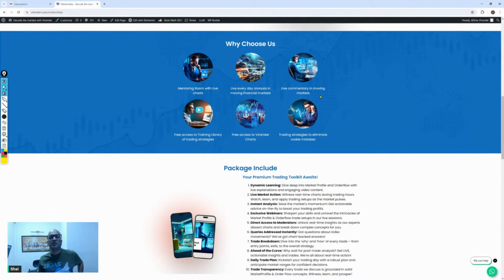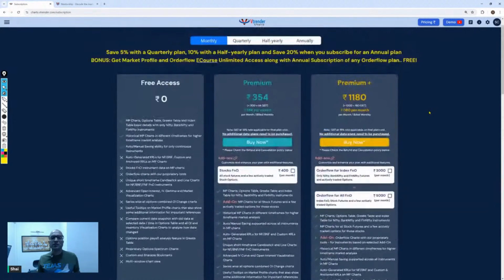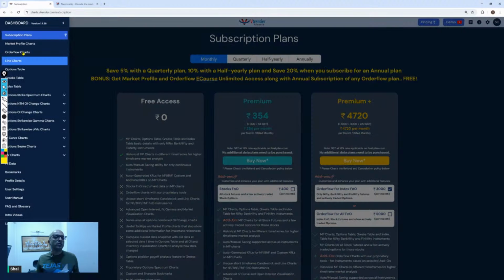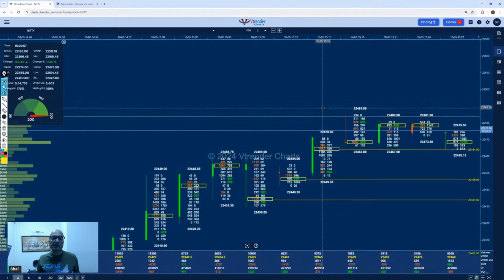That is everyday analysis. We work together as a team, we trade together, and we understand the nuances of the market together. And if you don't want to go that way, you are still interested only in the charts, this is basically the order flow add-on at about 3,000. Premium plus is about 4,720, and you will get access to these charts, which will tell you what is actually happening in the market and what you need to do at any point in time, right?